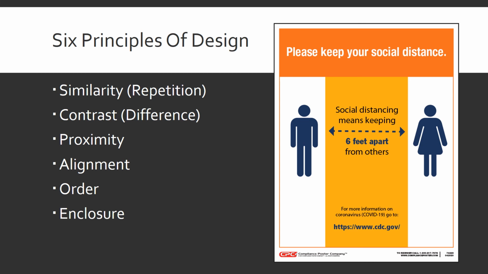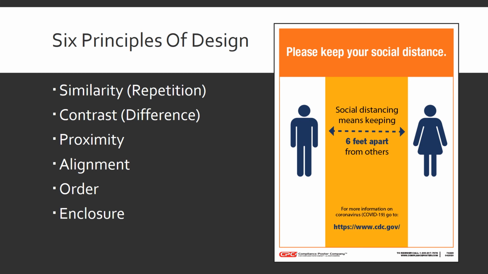Now, similarity, often called repetition, is using the same application of those variables. So it's using the same shape multiple times. In this instance, we have the same font used in most of the document, and the size of it might be different, or it might be bold, or it might be a different color, but the font is the same.